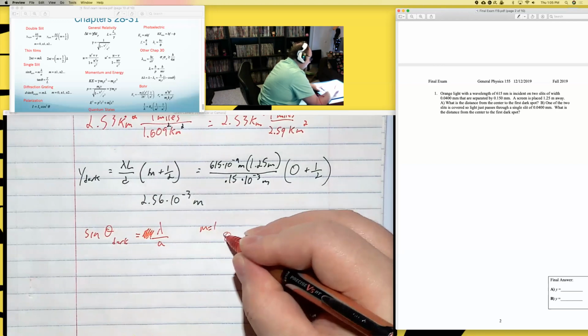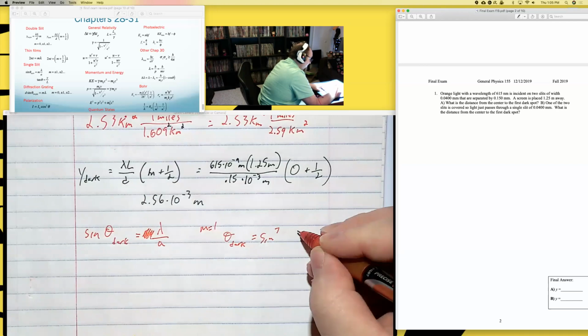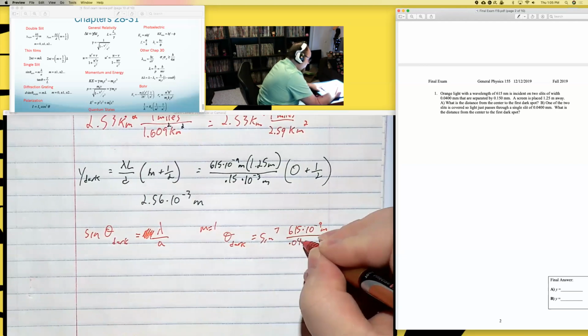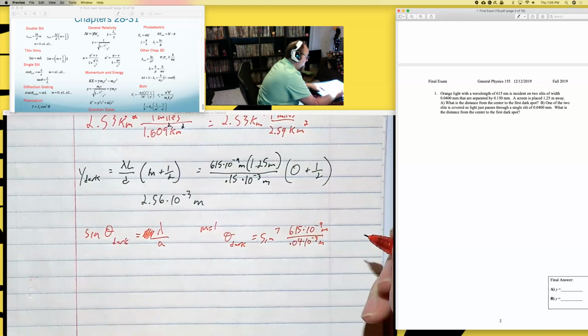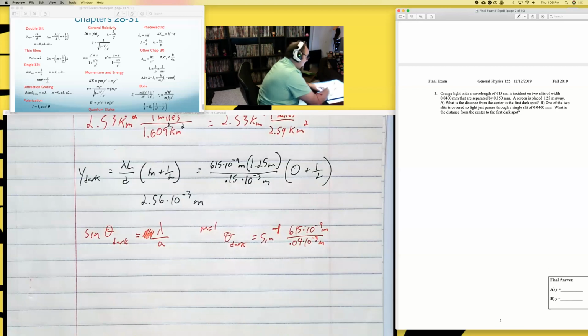And so that means theta for dark is the inverse sine of lambda, 615 times 10 to the negative 9 meters, over a. Well, a is the width of the slit, 0.04 times 10 to the negative 3 meters. This is a negative 1. It looks like a 7, but it's a negative 1. And that'll give me an angle.